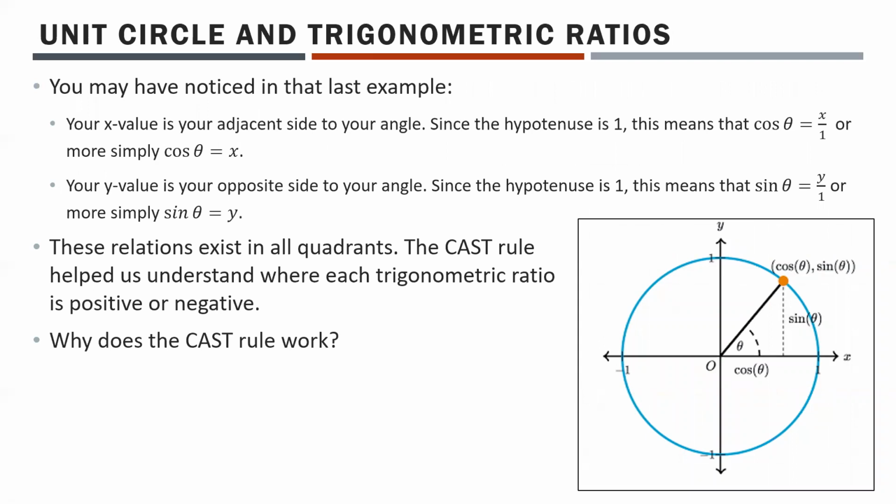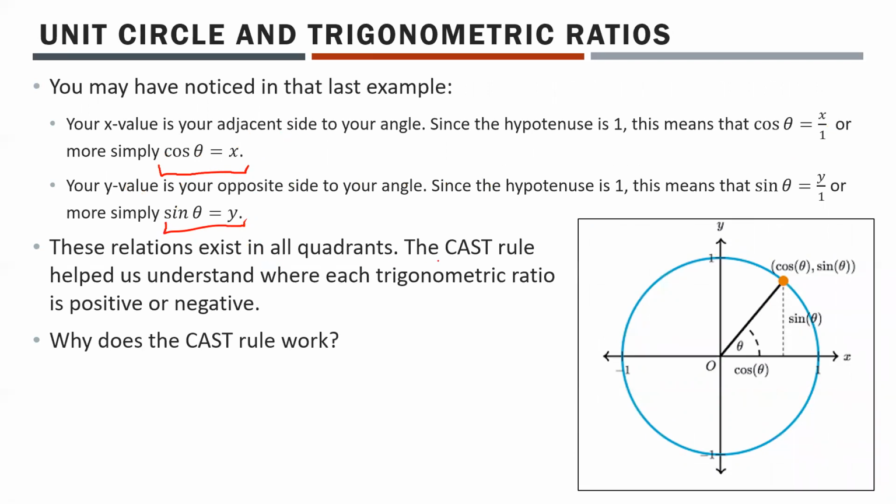So you may have noticed in the last example, if we had actually done it, your x value is your adjacent side to your angle. Since the hypotenuse is 1, this means that cosine equals x/1, or more simply, cosine theta equals x, okay? That's a really important thing to understand. Your x value on a unit circle is just cosine of your angle. Your y value, likewise, is the sine of your angle, no matter where you are on your unit circle.